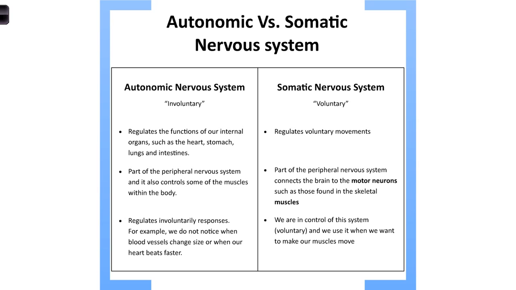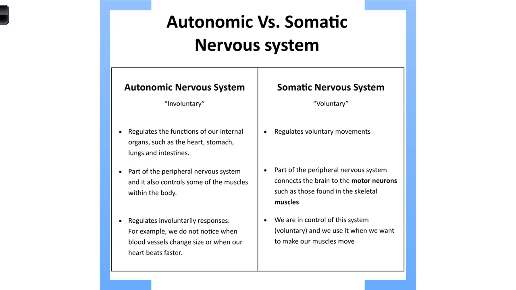The autonomic nervous system regulates involuntary things such as our heartbeat, the movements in our stomach and lungs, all those things that move without you thinking about them, especially things in our intestines. This is often what we call smooth muscle rather than our skeletal muscle, the ones that move our limbs. There are muscles in some of these tissues that are regulated by the autonomic nervous system. So it's part of the peripheral nervous system, and it also controls some of the muscles within our body, those smooth muscles.